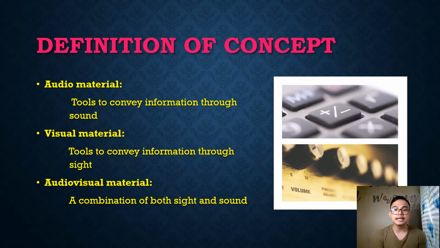And next one will be the audiovisual material. An audiovisual material is a combination between sight and sound. It uses our eyes and also our ears. Examples of audiovisual materials are film projector, TV, computer, VCD player, virtual classroom, and also multimedia.